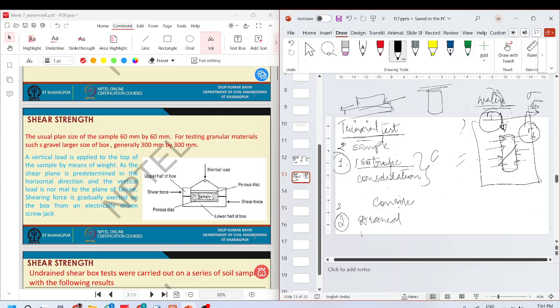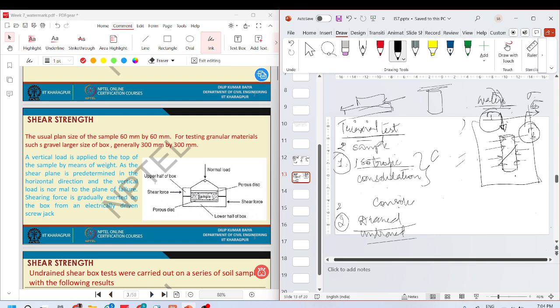And the second stage can be either drained or undrained. So if it is drained, it is fast. If it is undrained, it is slow. Drained and undrained only means whether you are opening the valve for drainage or not.